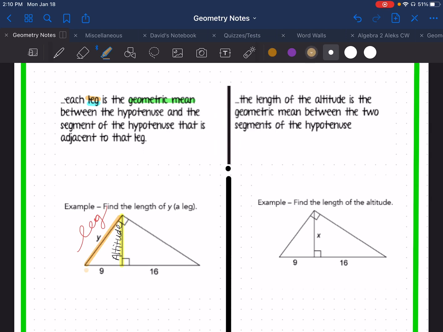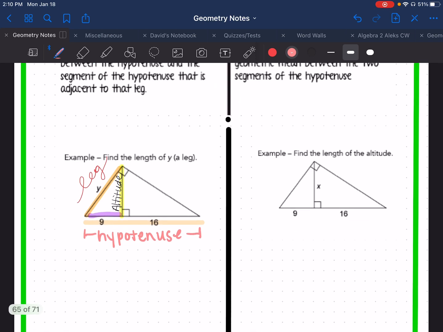I'm going to need to use the whole hypotenuse, and then I need to use the part next to my leg. So I needed to make sure that I had the leg, the part next to it, and the whole thing. That's going to help me make up my geometric mean, because here was, there we go, my hypotenuse. Okay, now to find my hypotenuse, I'm going to have to add together 9 plus 16. Well, that's 25.